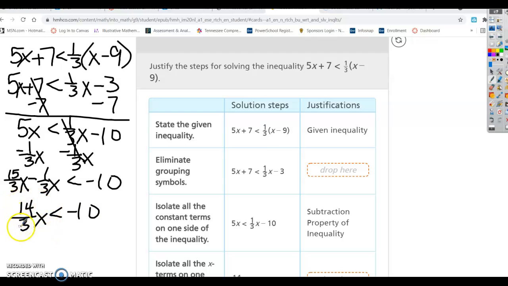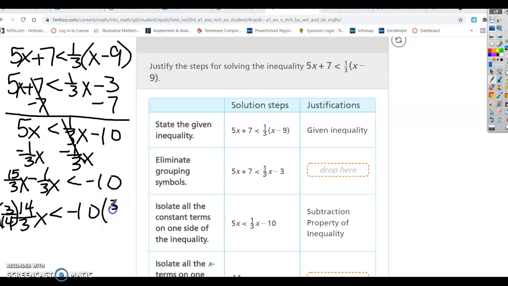And to get rid of this 14/3, it looks like you're multiplying, so some of you are going to want to divide. An easier way when you're working with fractions is to multiply by the reciprocal. If you multiply by the reciprocal, you're going to multiply by 3 over 14. That's the reciprocal of 14 over 3.